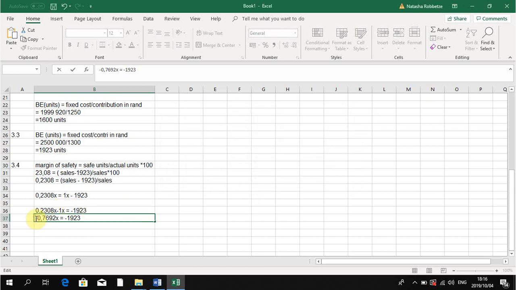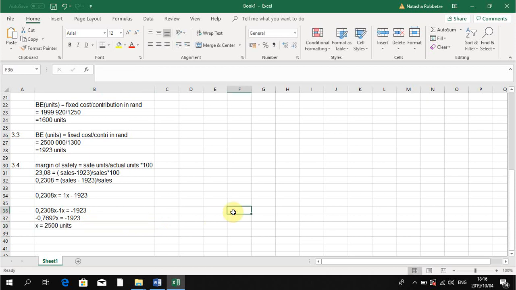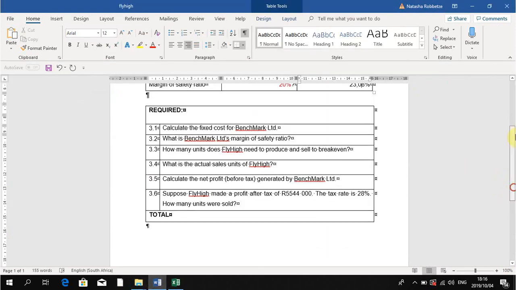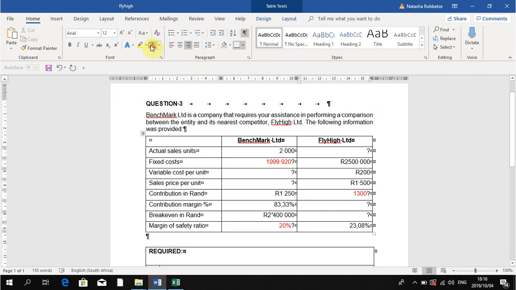And if I now solve x, I'm going to say x by dividing, of course, both sides by minus 0,769, I get x to be 2,500 units. So therefore, the actual sales units should be 2,500 units. Very interesting. I'm going back to my question to fill out what I've calculated. Just putting it in red. It was 2,500 units.